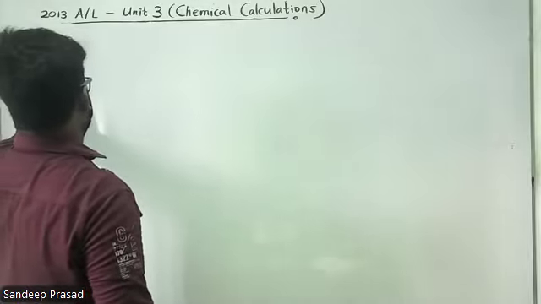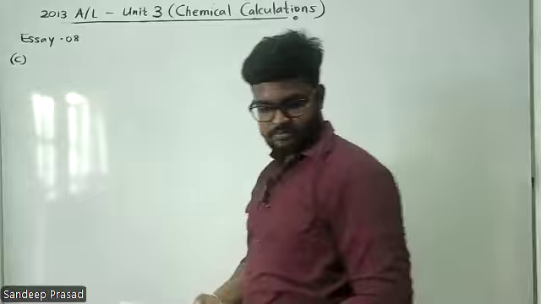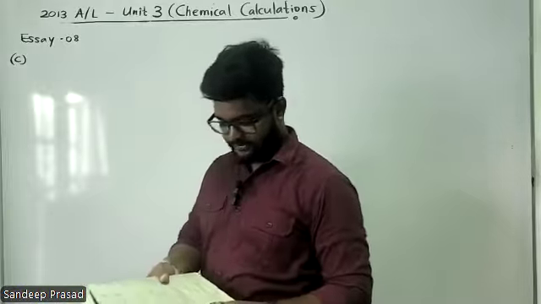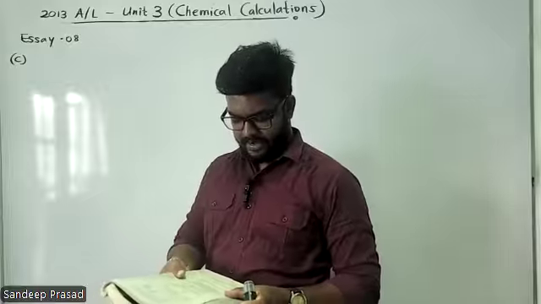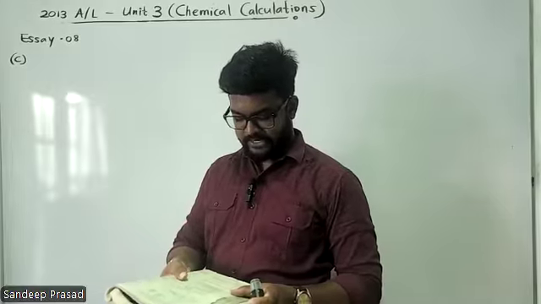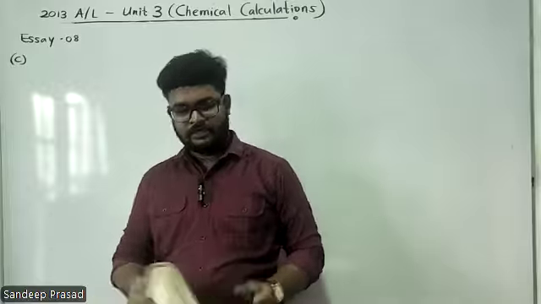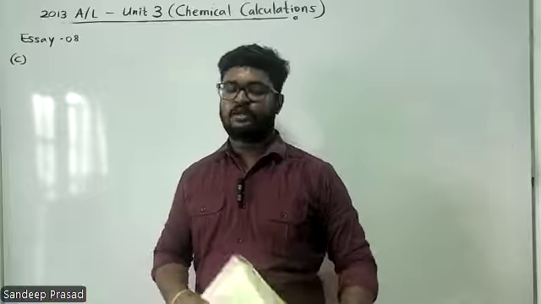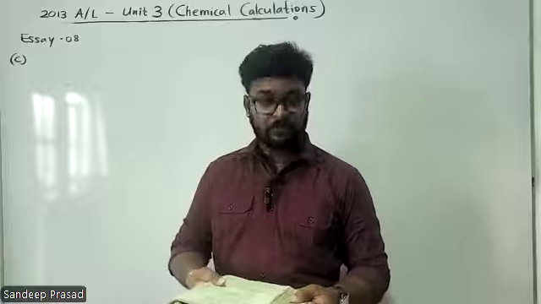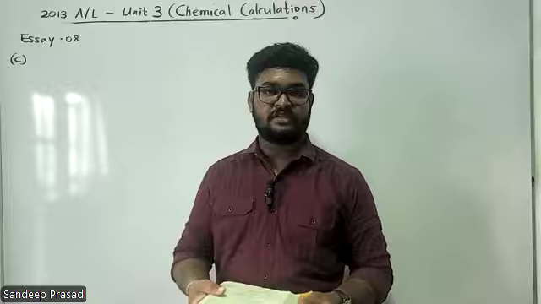Essay paper, question number 8, C part. A sample given for analysis was found to contain sodium hydroxide and sodium carbonate and an inert water soluble substance. The following procedure was used to determine the percentage of sodium carbonate in the sample. So the intention of this experiment is to find out the sodium carbonate percentage in the sample. Note, the inert substance does not precipitate in the reactions in the procedures given below.